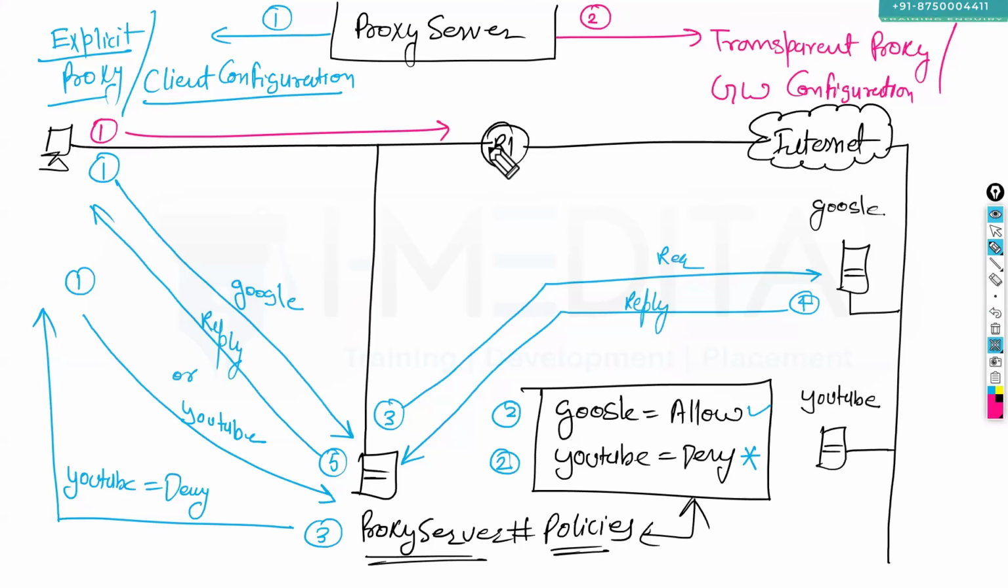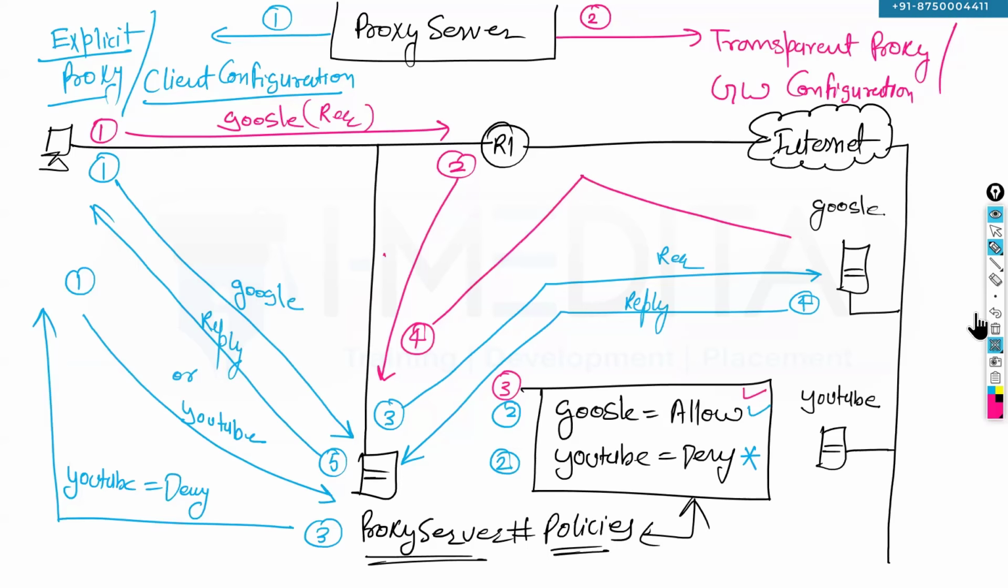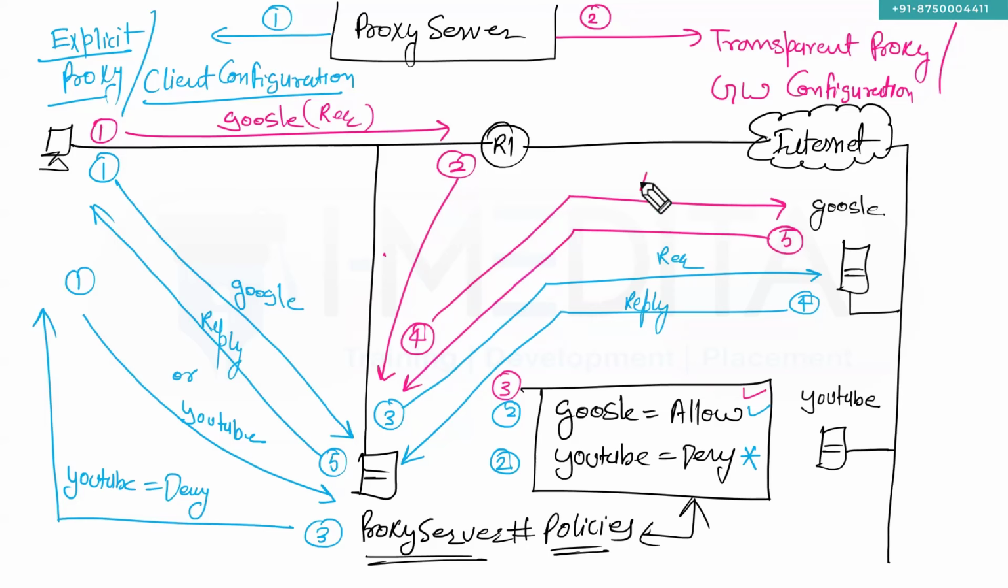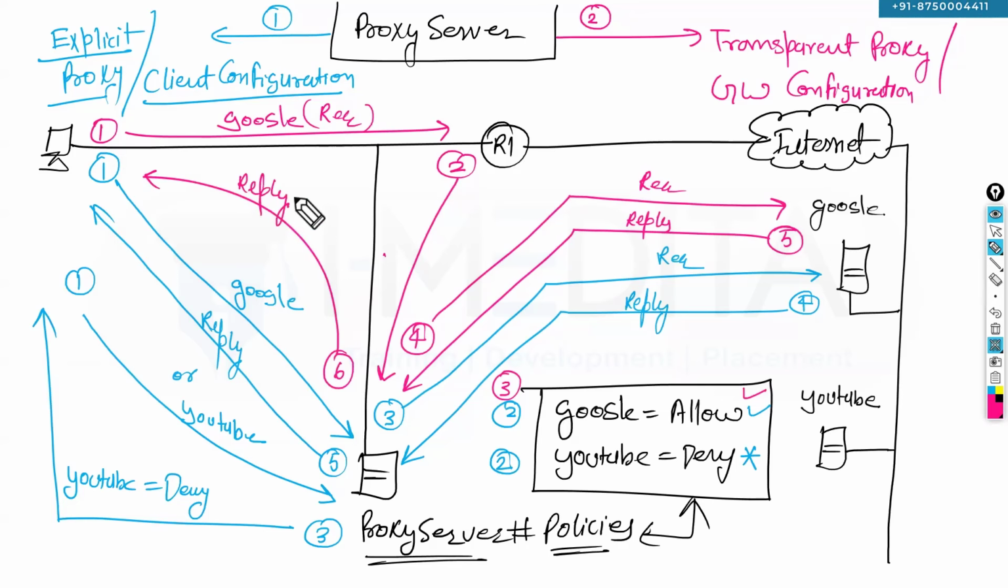Client will send request to gateway that I want to communicate with Google. Now, this gateway will send request to proxy server. That request will be redirected to proxy server. Now, in third step, proxy server will check the policy. Google is allowed. Now, this proxy server will send request to Google, and in fifth step, Google will send reply to proxy, and then proxy will give that reply to your client in this way.